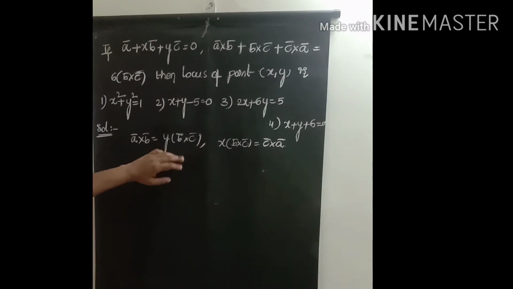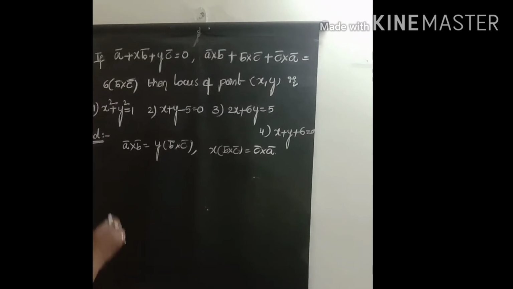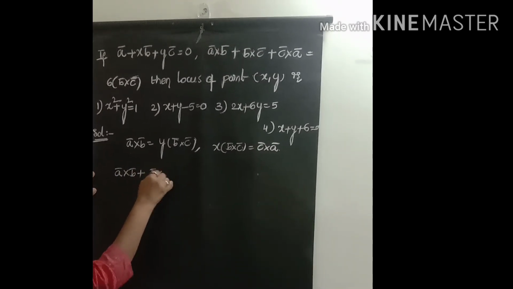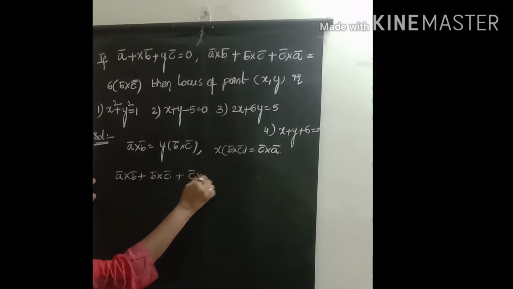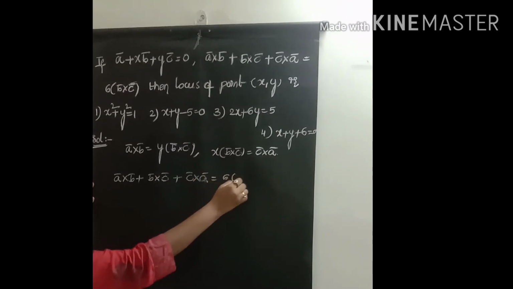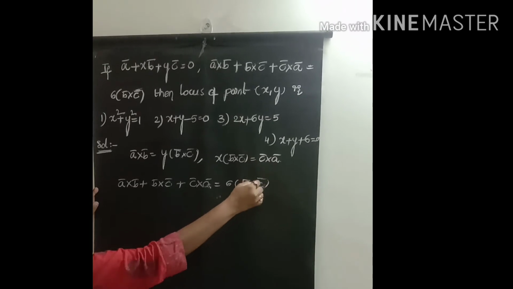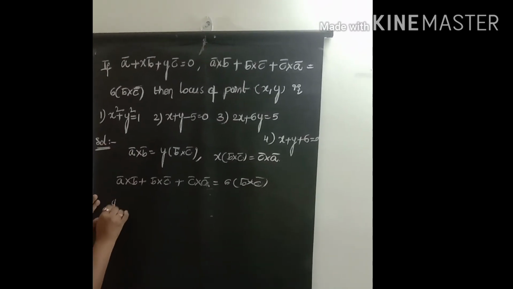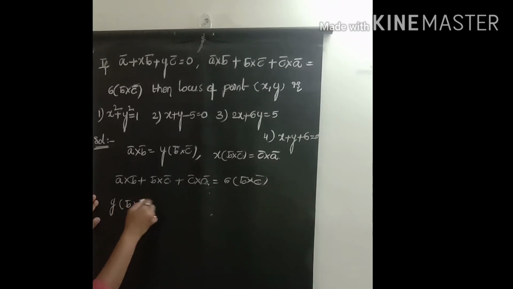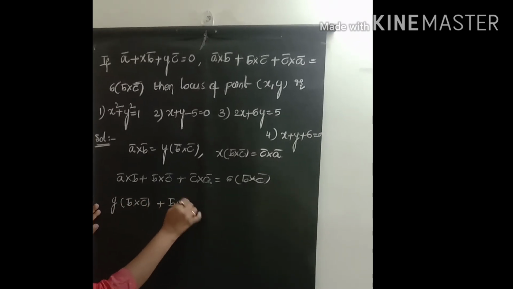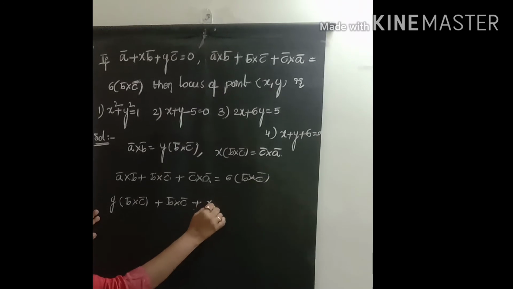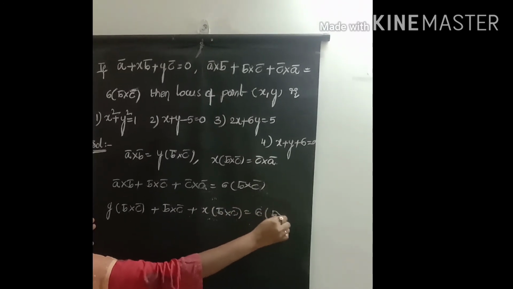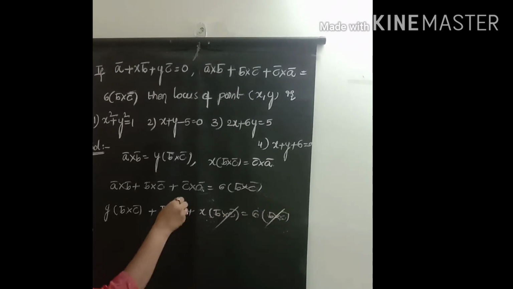Now we substitute these two values in the given second equation. What is the second equation? a×b + b×c + c×a = 6(b×c). Substituting the above values: y(b×c) + b×c + x(b×c) = 6(b×c).